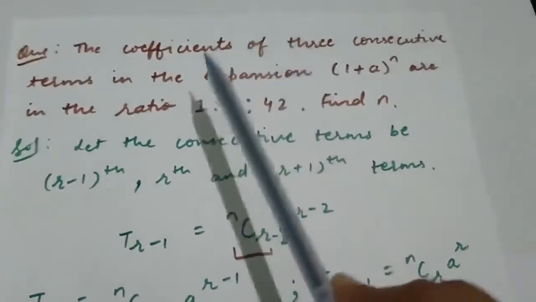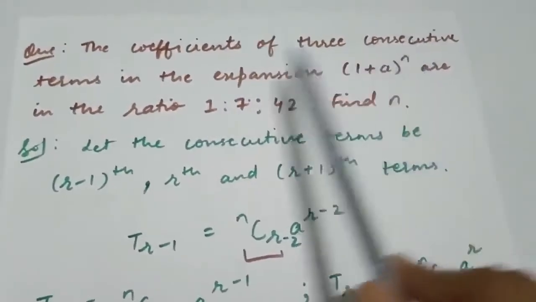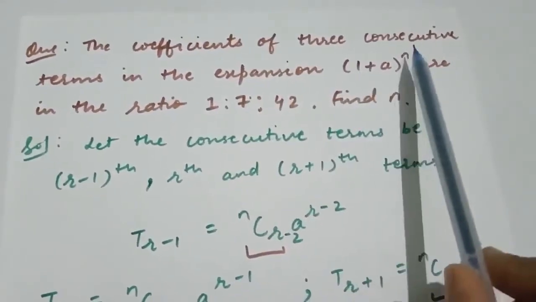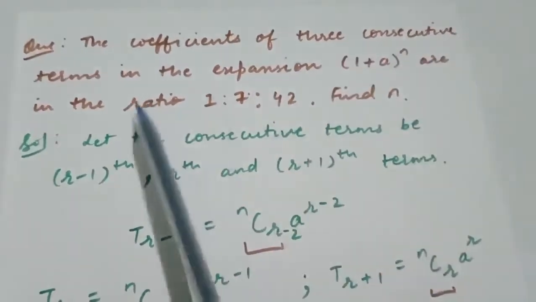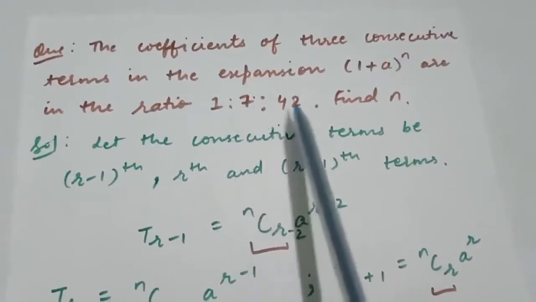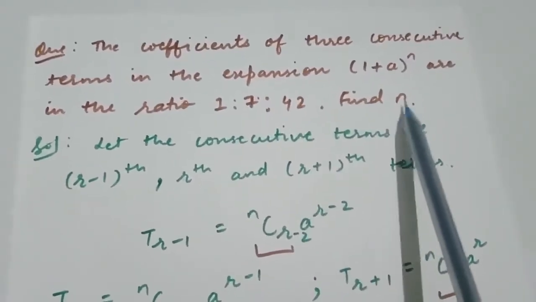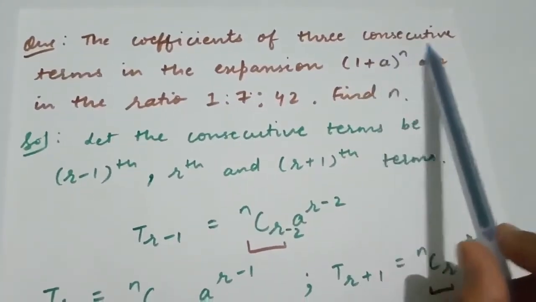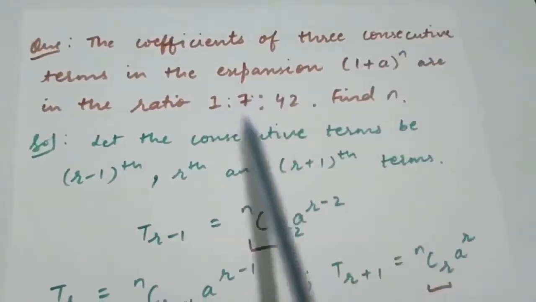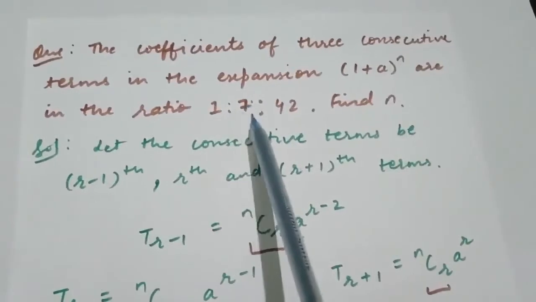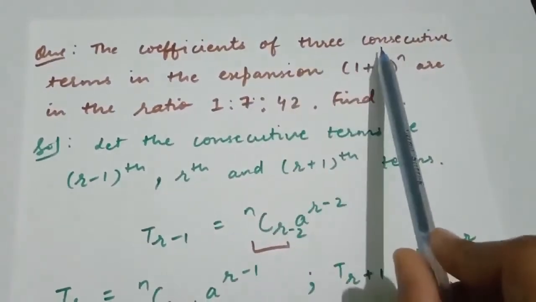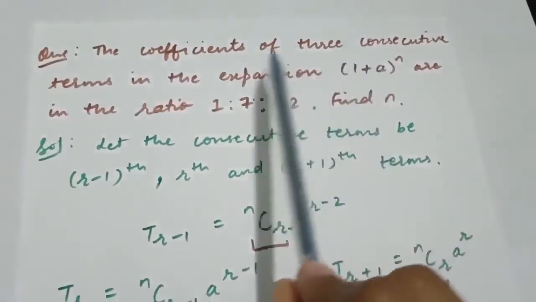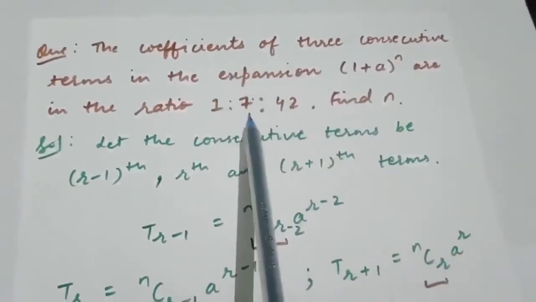Next question is: the coefficients of 3 consecutive terms in the expansion of (1 plus a) whole raised to the power n are in the ratio 1:7:42. Find n. So see, terms are not given, but they have just given that the consecutive terms are in this ratio. Also, not the consecutive terms, but the coefficients of these consecutive terms are in the ratio.